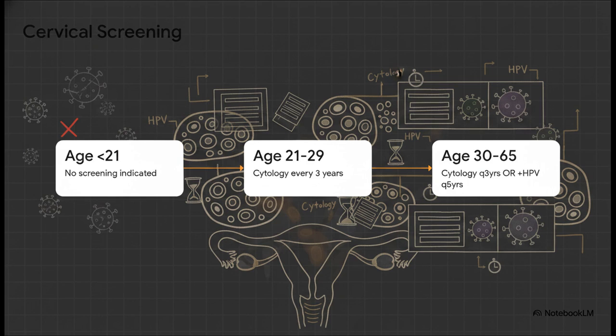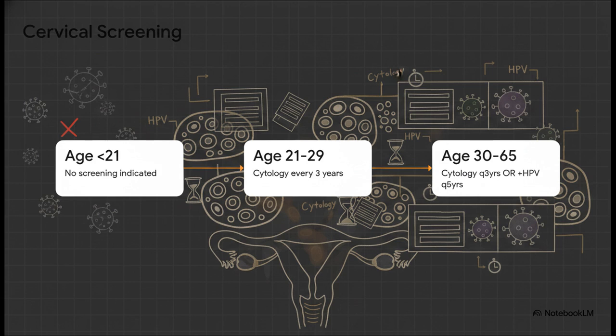Moving on to cervical cancer screening guidelines. These are rigid, and understanding the physiological rationale behind them is absolutely crucial for the boards. Look, for any patient under the age of 21, absolutely no screening is indicated, period. And that's regardless of when they started having sex. Why? Because HPV infections in this young age group have an incredibly high rate of spontaneous clearance, and progressing to cervical cancer is just exceedingly rare.